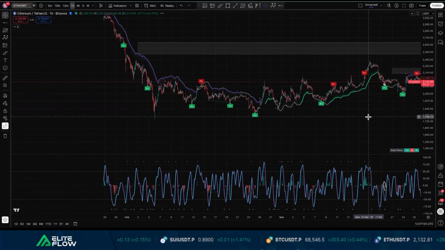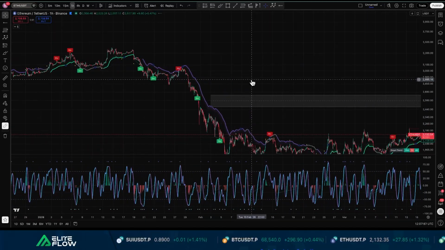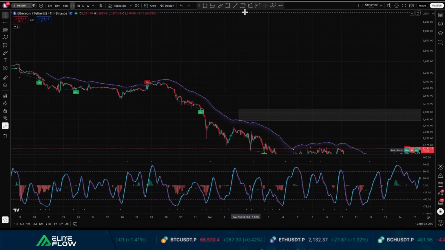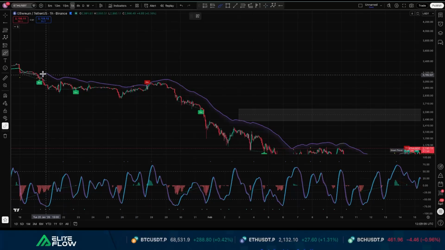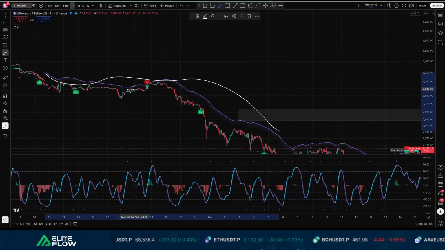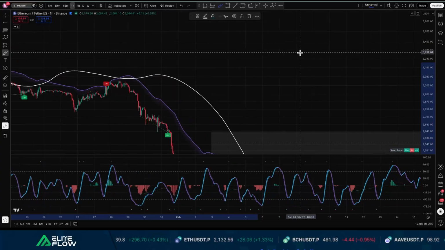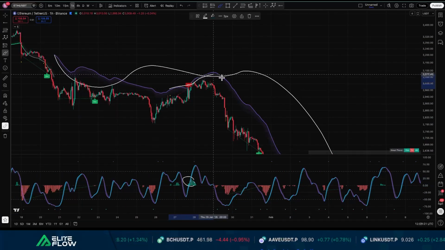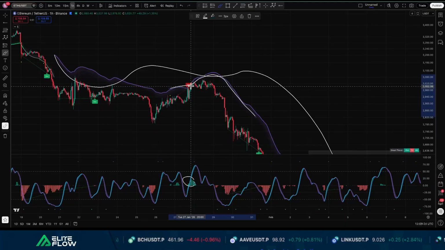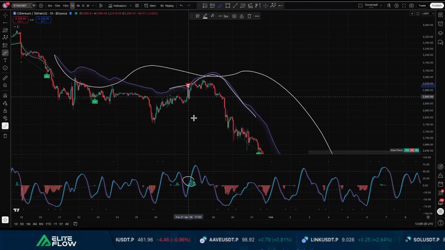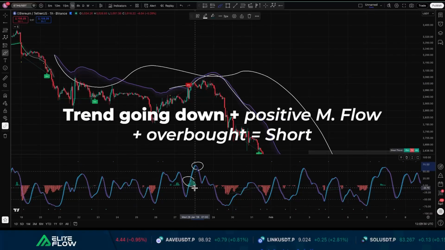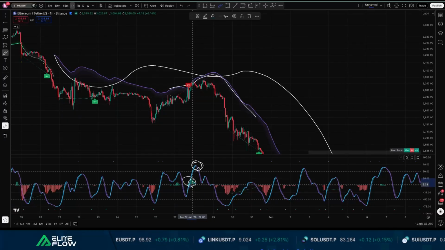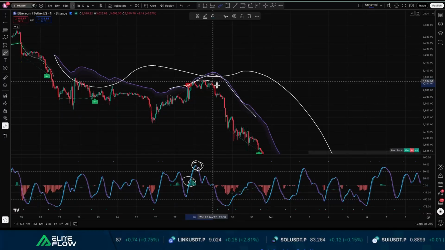Same as here as well. The same concept applies when the trend is going down. You've got the purple trend here, this is going down. You've got a divergence. Let me zoom in. You've got some green money flow. What is the trend telling you? The trend is saying this is going down. So you've got, you're overbought, sorry. You've got some positive money flow. You are going with the trend.